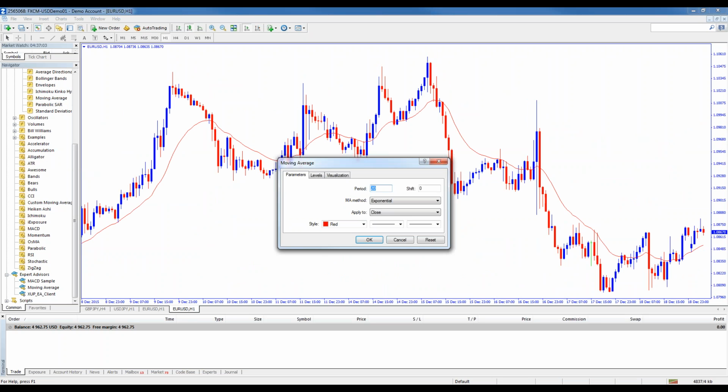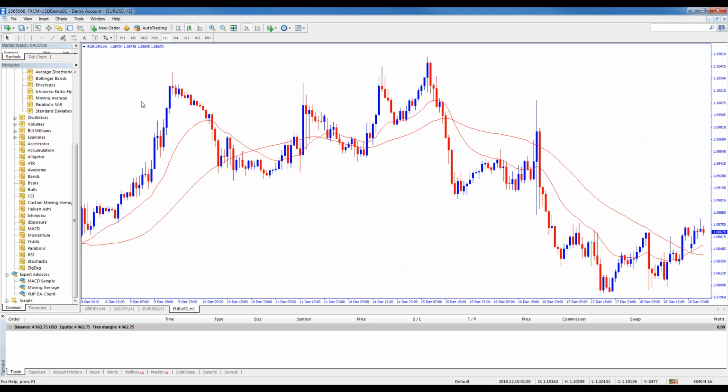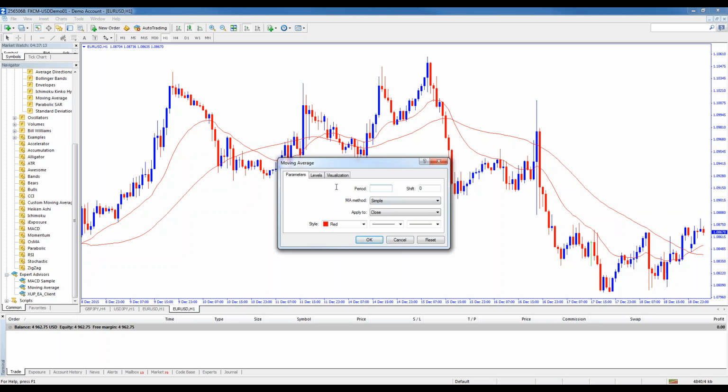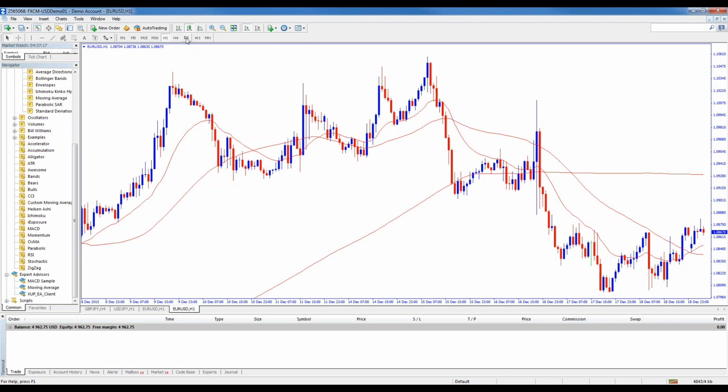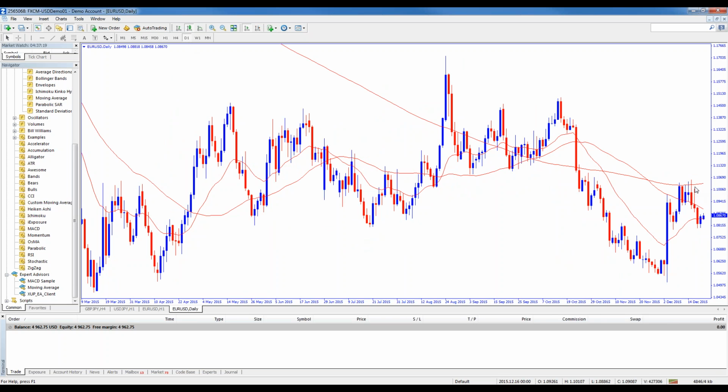You drag it over and you have a 50 period simple. The higher time frames tend to work good with the 50 simple and also the 200 simple. Traders like to look at these higher time frame symbols. Right here is a 200 period moving average that the EUR USD went to and dropped down to. A lot of traders like to use that.